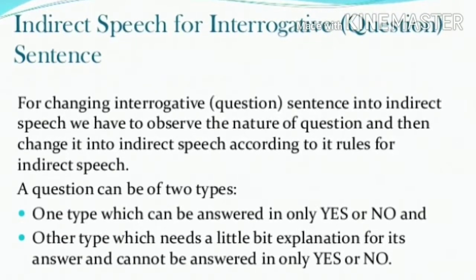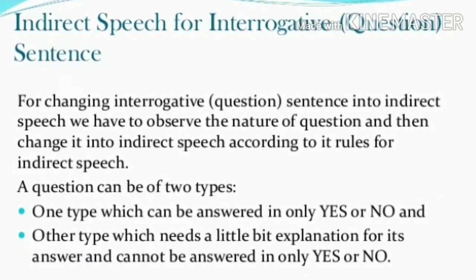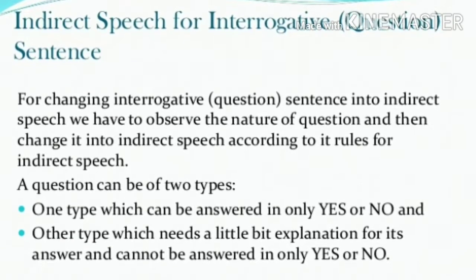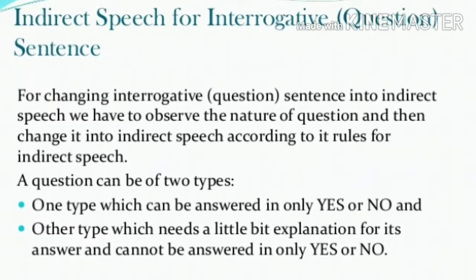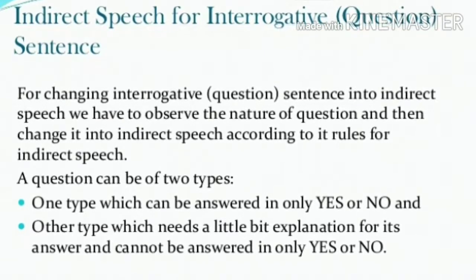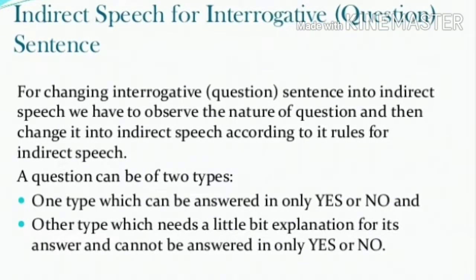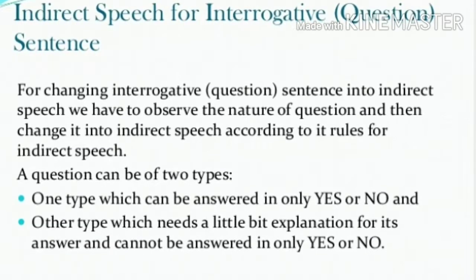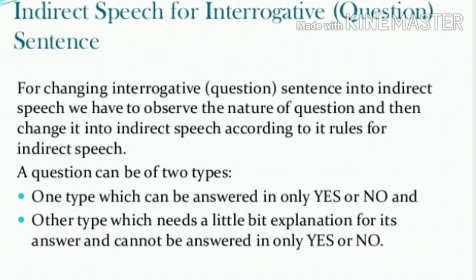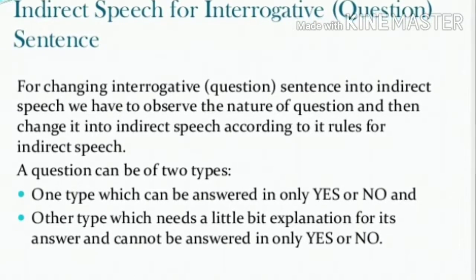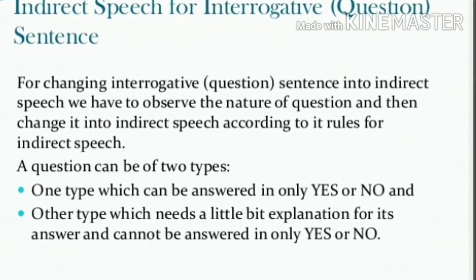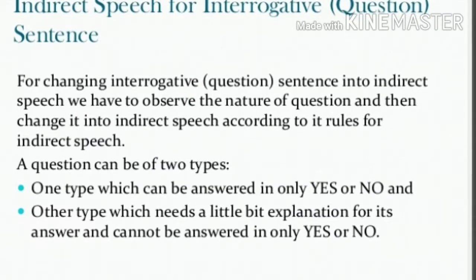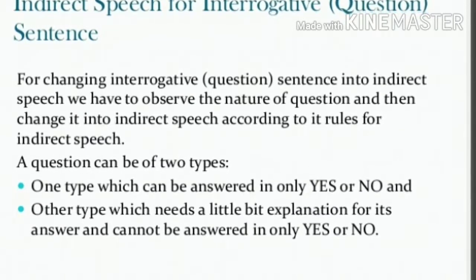So students, for changing interrogative sentence into indirect speech, we have to observe the nature of question, alright, and then we have to change it into indirect speech. According to it, rules for indirect speech are as follows. Just have a look. A question can be of two types, right? One type which can be answered in only yes or no, and the other type which needs a little bit explanation for its answer and cannot be answered in only yes or no, that everyone knows, right?